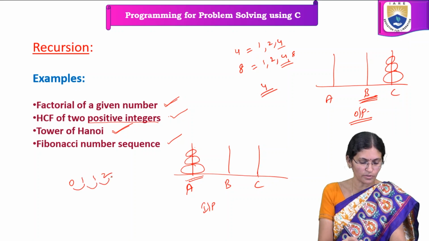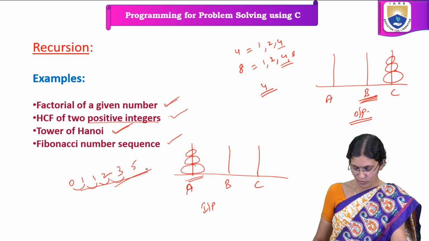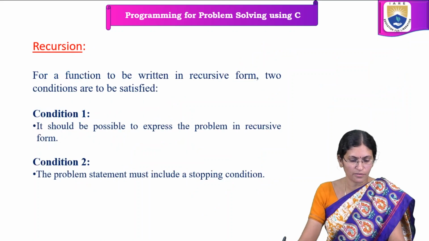So, 1 plus 1, 2. The next number in the sequence will be 3. 1 plus 2 will be 3. The next, 2 plus 3, will be 5. So in this way, this is the Fibonacci number sequence. This problem can also be solved by using recursive functions.